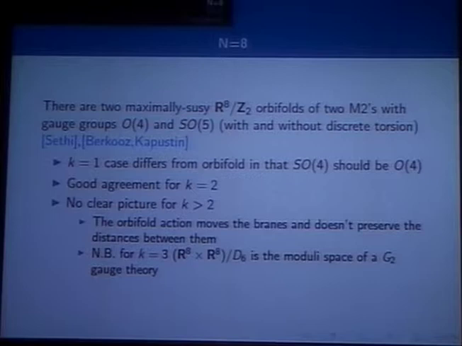That's fine. Now, I didn't tell you on the other screen, but for k greater than 2, you just get R8 mod D2K, and in general, that doesn't look like anything too sensible. For example, the orbifold action that you find moves the branes around in a very funny way. For example, it stretches the distances between them. Although it's a cute observation, actually primarily due to the other group, that for k equals 3, you get the moduli space of G2 gauge theory. So you can go and scratch your head.